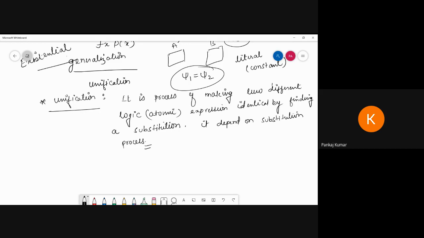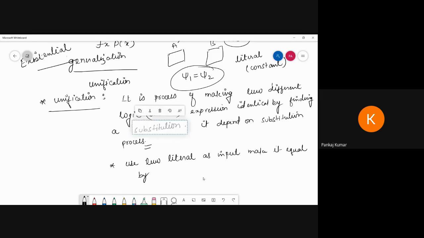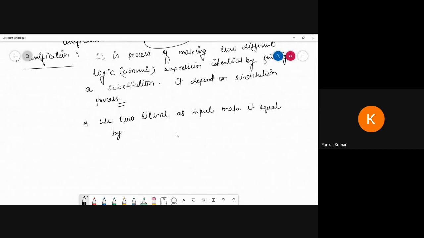So here we can use two literals as an input and make them equal by substitution. Okay. So this is the meaning of that one. Make it equal by substitution.